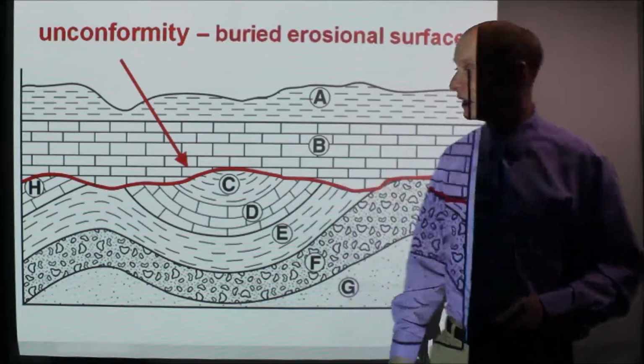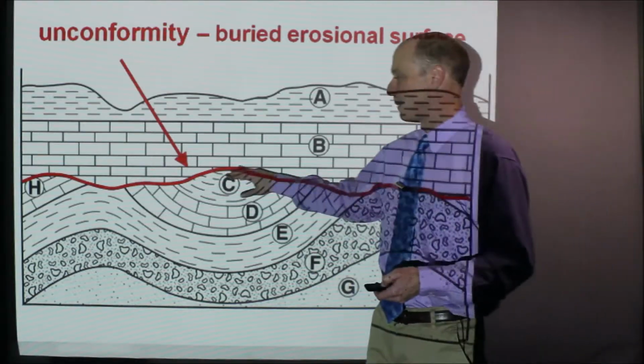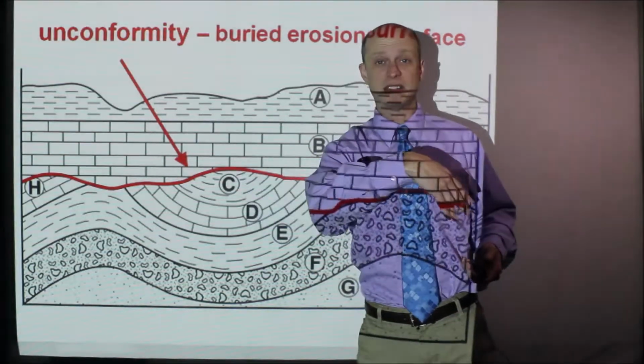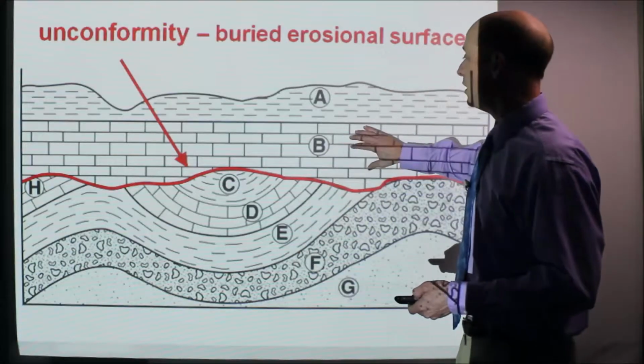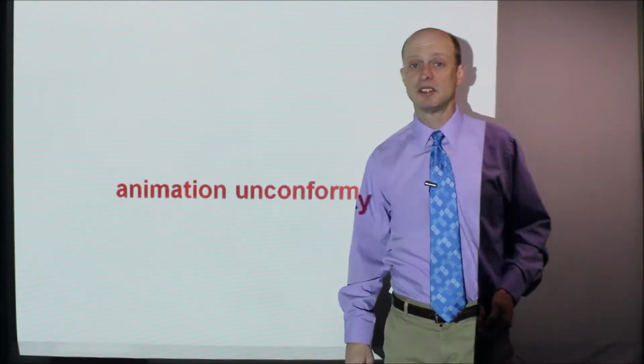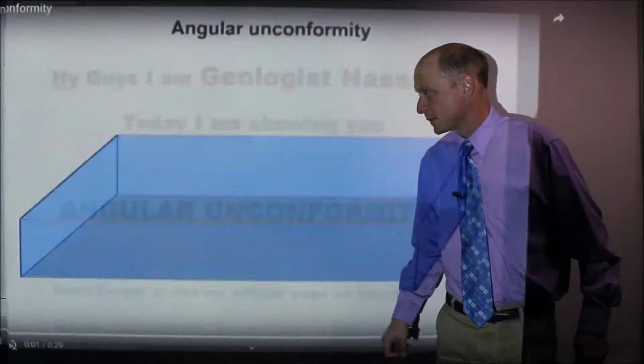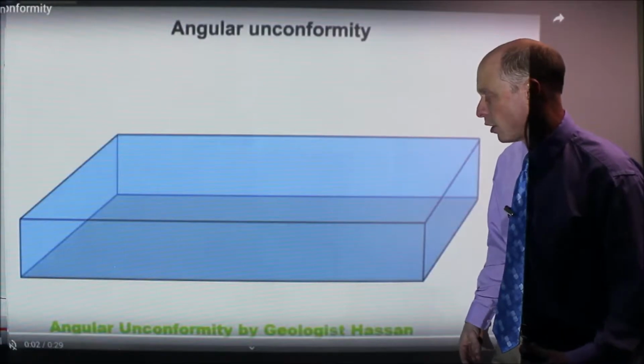An unconformity is a buried erosional surface. So this represents that erosion happened here. There was a lot of rock that's been taken away. It's no longer there. And then B and A formed on top of it. So I think the best thing to do is I'm going to show this animation on unconformity formation right now. Okay, this is going to show an unconformity forming.